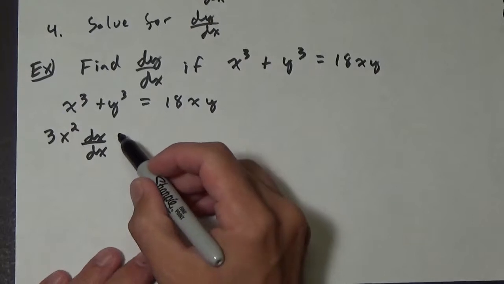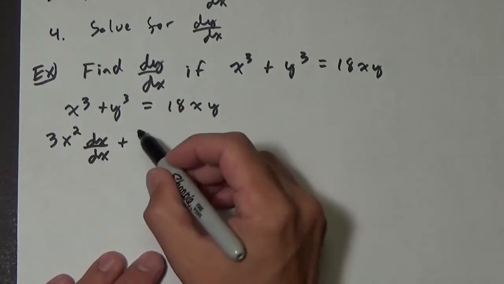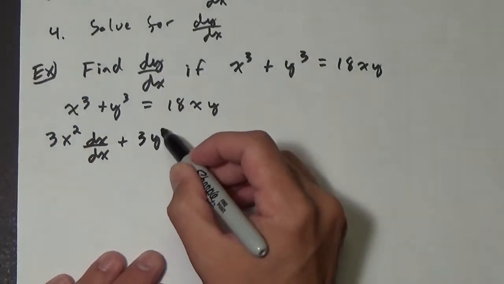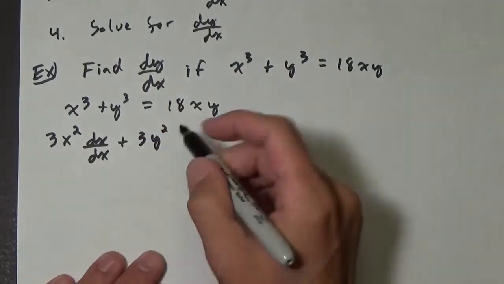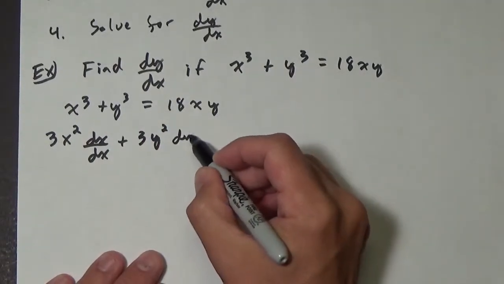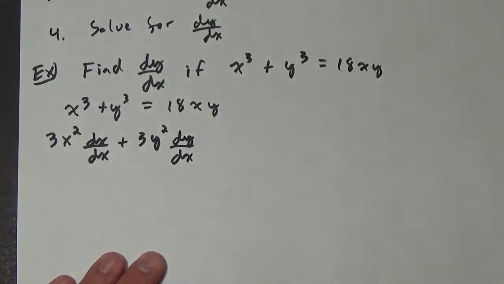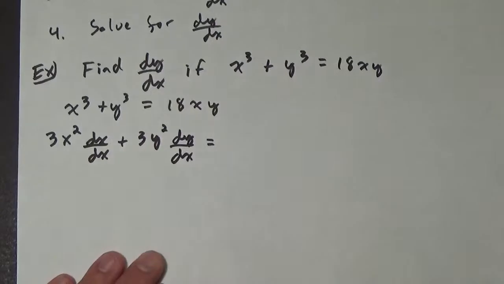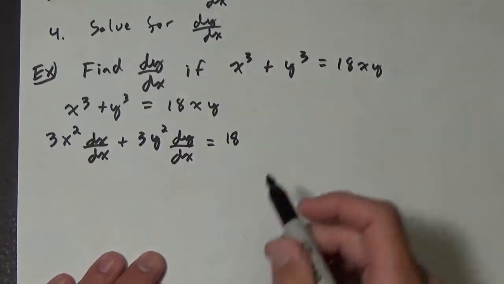Okay. But then when we get to this one here with the y cubed, we do the same thing. The derivative of y cubed is 3y squared, and then we take the derivative of the thing inside with respect to x, dy/dx. Okay, so over here we have an 18.